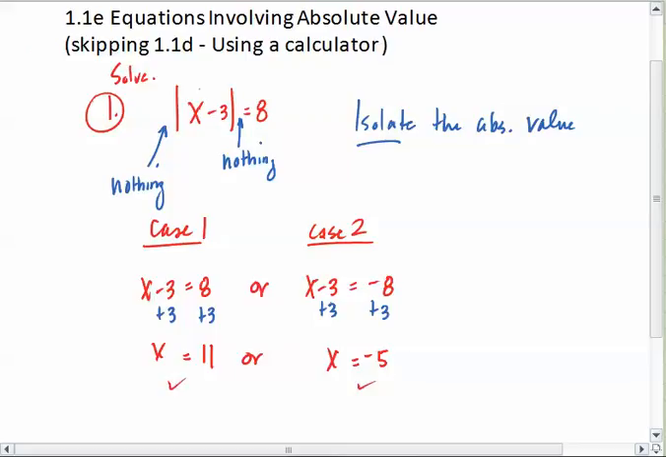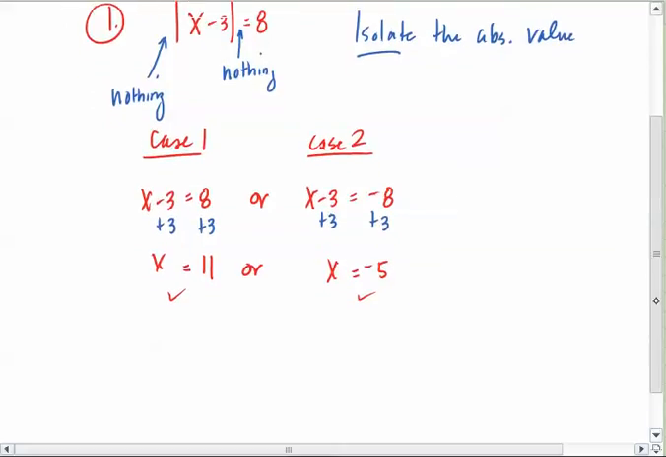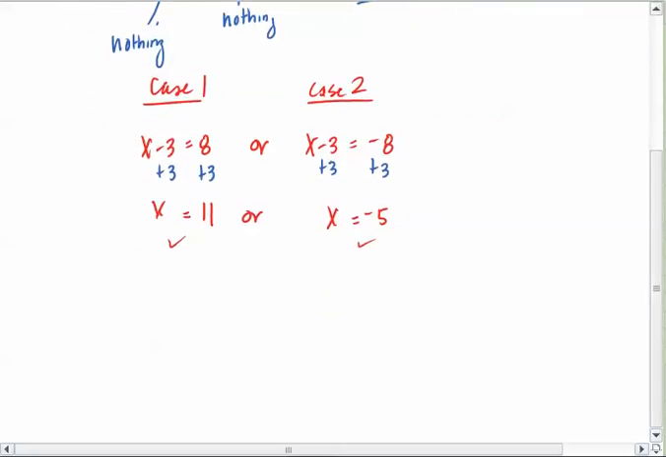Let's just make sure that they work. If I put an 11 in here, 11 minus 3 is 8. Absolute value of 8 is 8. Works. How about if we put a negative 5 in there? A negative 5 minus 3 is negative 8, but the absolute value of negative 8 is actually 8. So far so good. Let's go ahead to example 2. This time we're not going to have the absolute value isolated yet. We're going to have to do that on our own. Let's take a look at doing that.